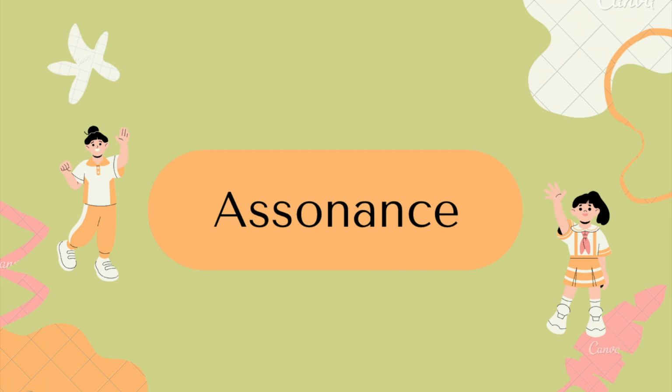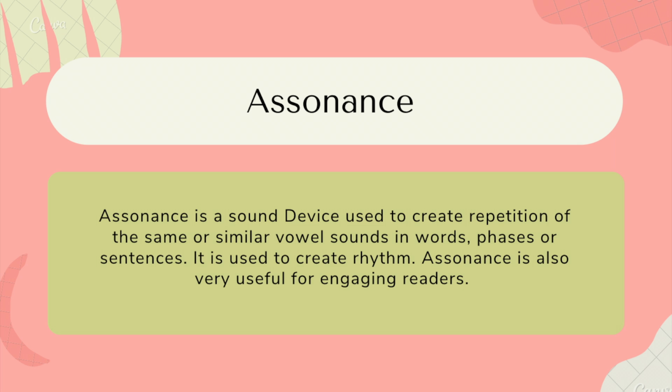Next is assonance. Assonance is a sound device used to create repetition of the same or similar vowel sounds in words, phrases, or sentences. It is used to create rhythm. Assonance is also very useful for engaging readers.